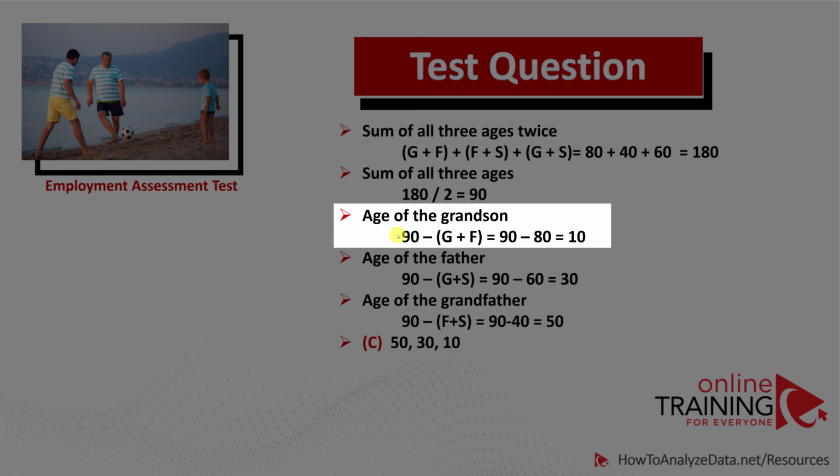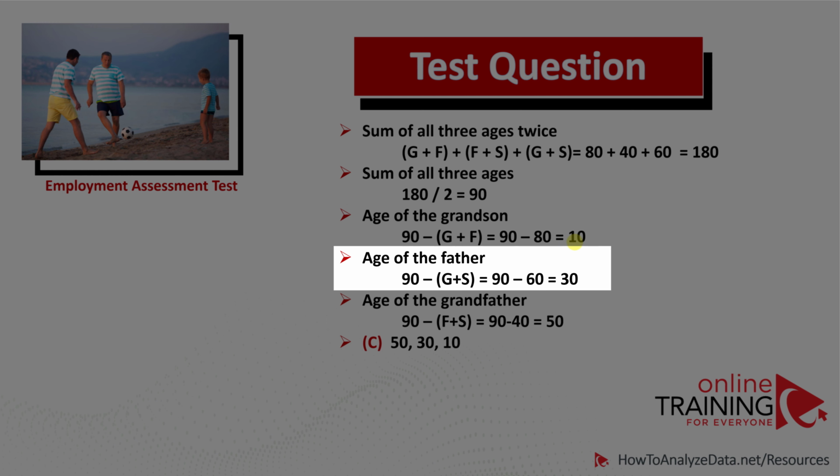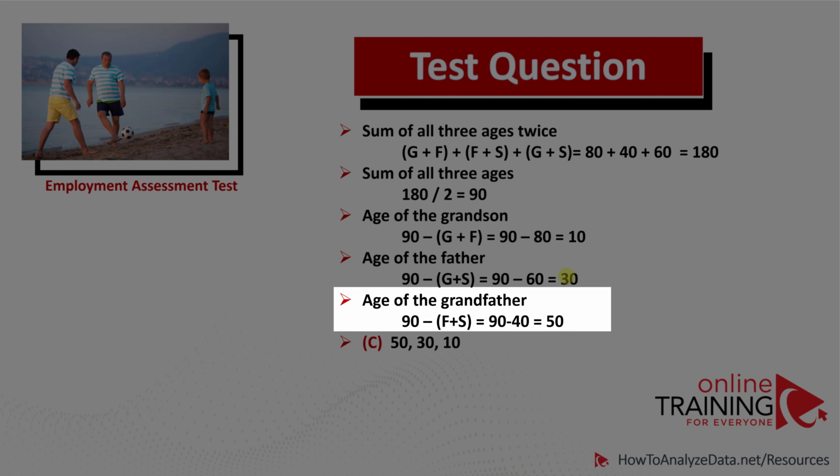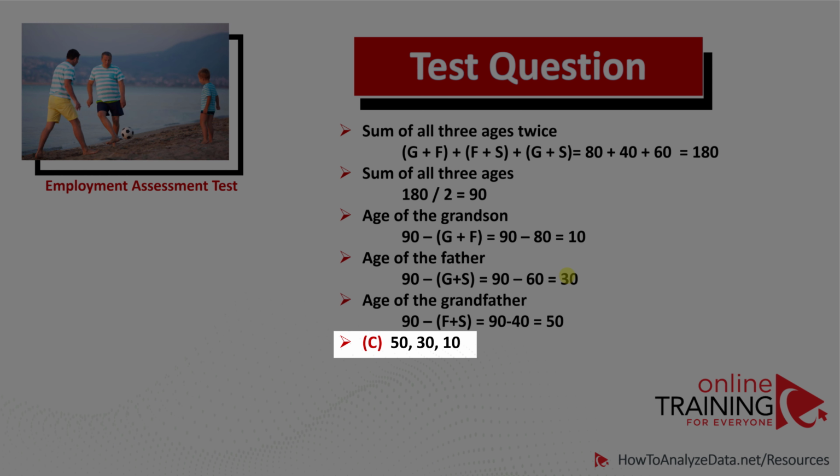Now, as we have the sum of ages for all three people, we can calculate individual values because we already have ages for each pair. The age of the grandson is 10, which is calculated as 90 minus 80. The age of the father is 30, which is calculated as 90 minus 60. And the age of the grandfather is 50, which is calculated as 90 minus 40. So the correct answer is C, 50, 30, and 10. It seems like a tricky problem, but together we can solve it.